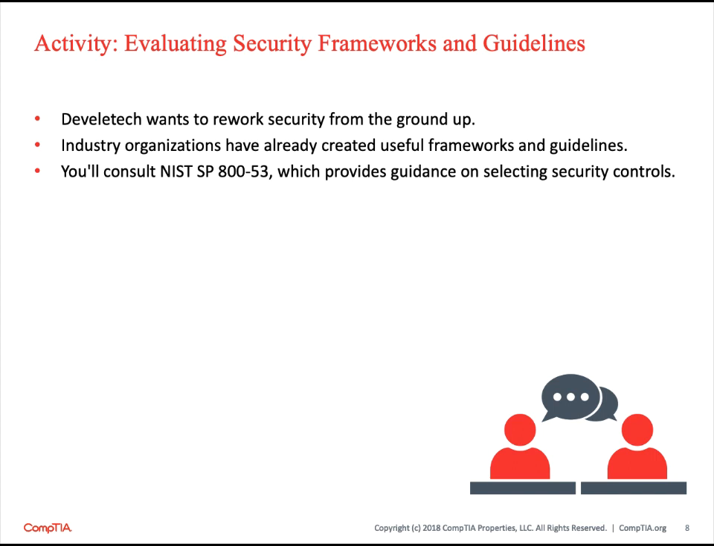So you have your first activity for this specific chapter. This is going to be activity 9.1. We are going to be evaluating security frameworks and guidelines. The scenario here is Develotech wants to rework security from the ground up. Industry organizations have already created useful frameworks and guidelines. So we are going to consult the NIST SP 800-53, which is going to provide us some guidelines on how to select our security controls.